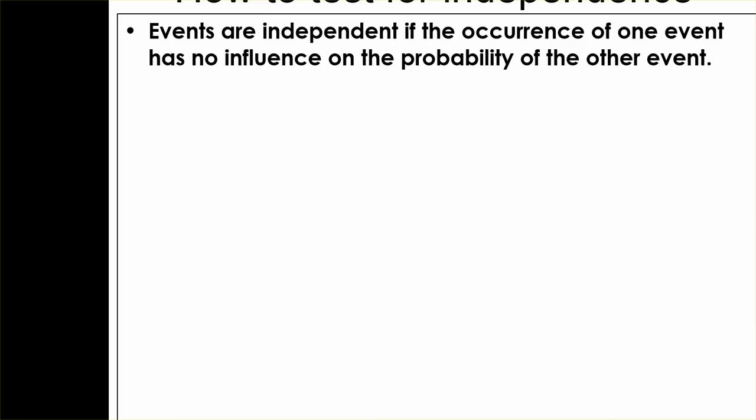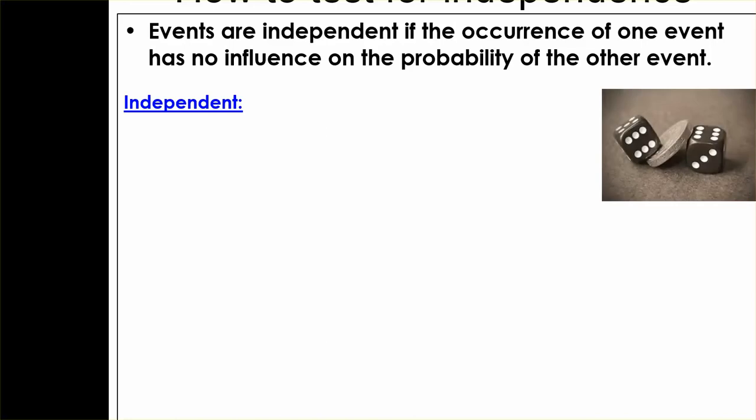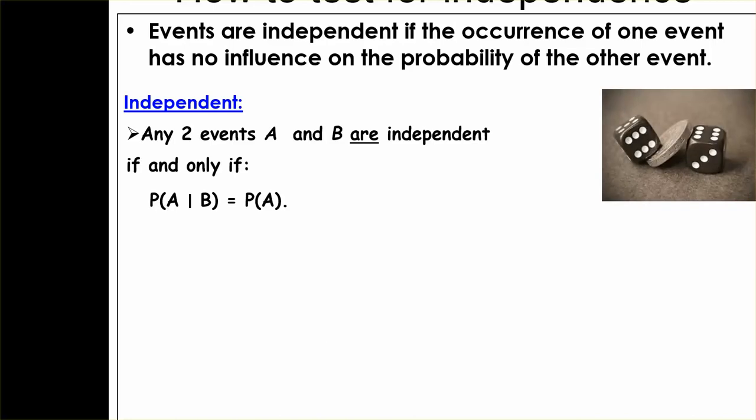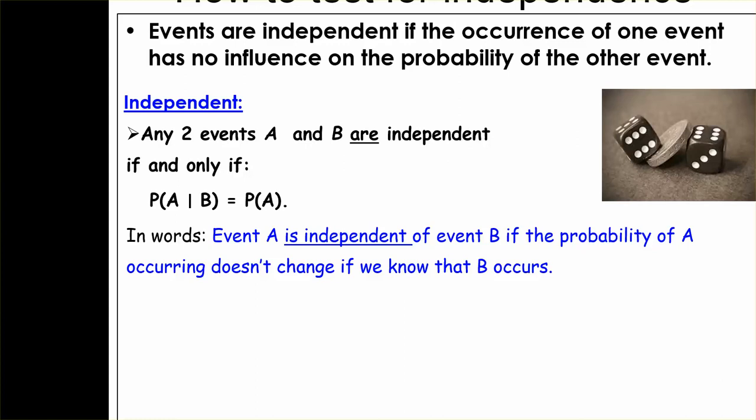So, to sum it up, events are independent if the occurrence of one event has no influence on the probability of the other event, like the dice and the coins. Any two events, A and B, are independent if and only if the probability of A given B is the same as the probability of A. In words, event A is independent of event B if the probability of A occurring doesn't change if we know that B occurs.